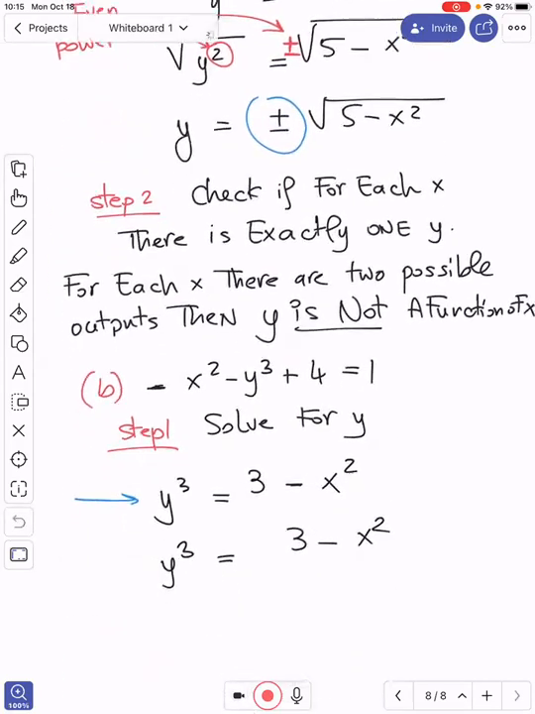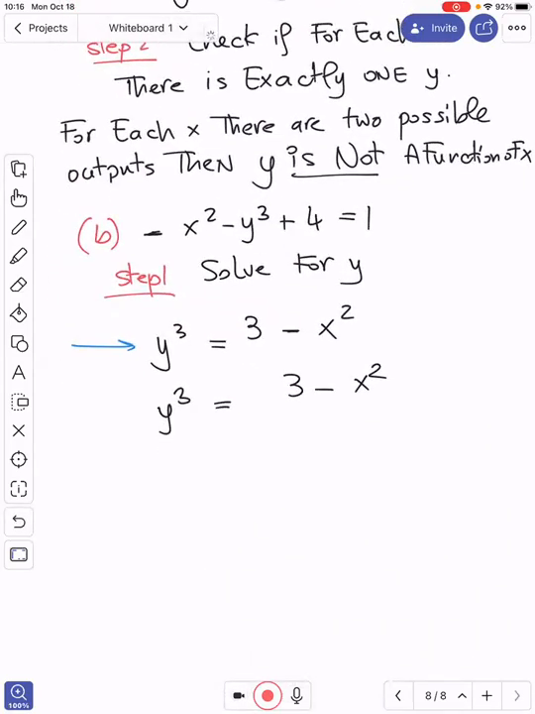And in B, as you can see, there's a y cubed, so the power here is odd. When the power is odd and you apply your nth root, in this case the third root, I'm supposed to apply the third root to get rid of the cube. Of course, you apply the same thing on the right side, but because the power is odd, there will be no plus or minus.